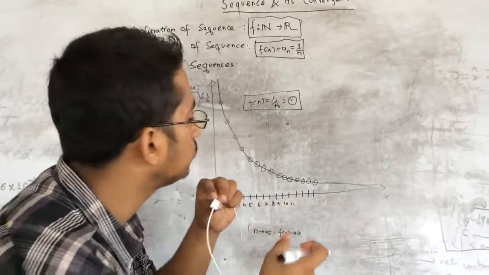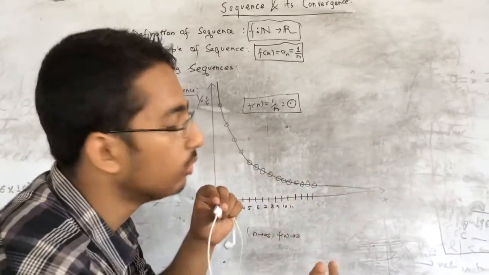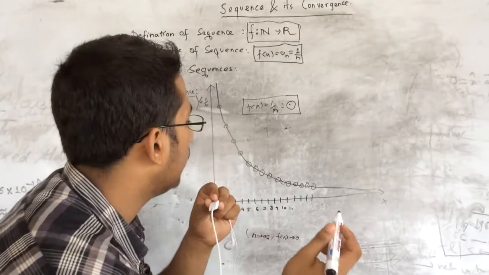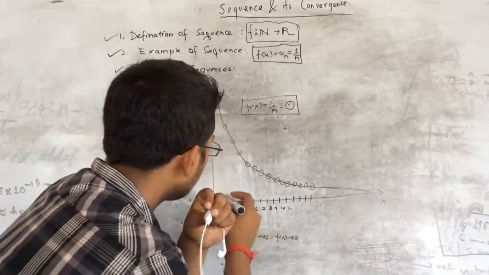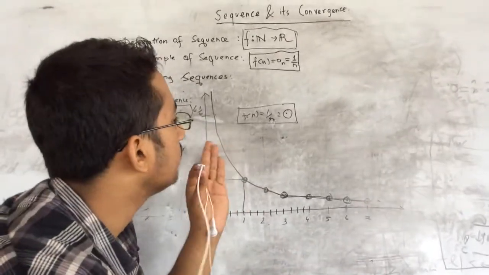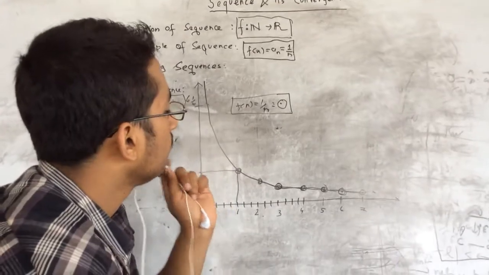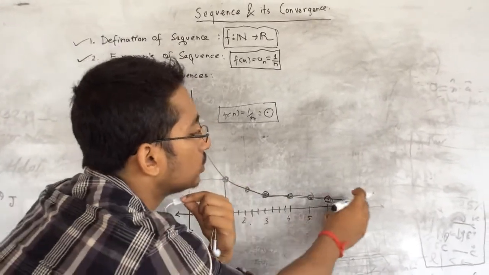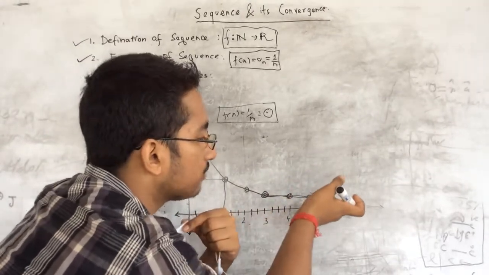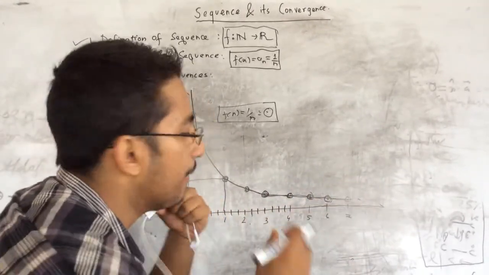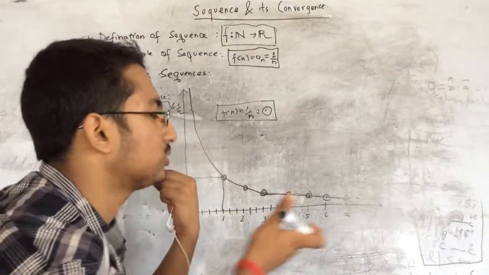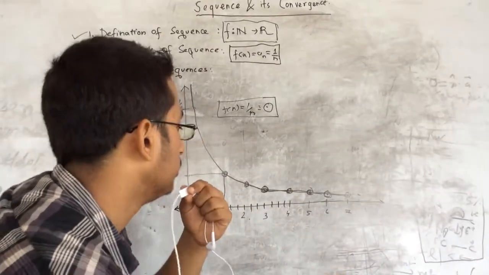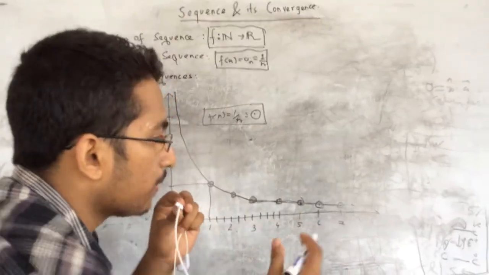Take any length, any positive number, say 1, around which you think the sequence is tending to. For example, here it is tending to 0, so take a length of 1 around 0. I have drawn the sequence f of 1 by n here. Now we will study how the sequence gets closer to the y equal to 0 line as n grows larger.